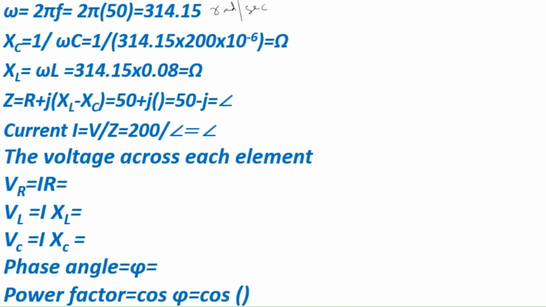And XC is equal to 1 by omega C. By substituting the values, where the value of capacitance is 200 microfarads, we can obtain 15.915 ohms, and the value of XL is equal to omega L, which is 314.15 into 0.08, which is equal to 25.132 ohms.